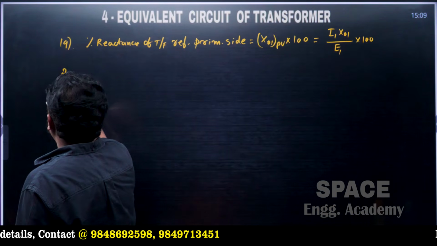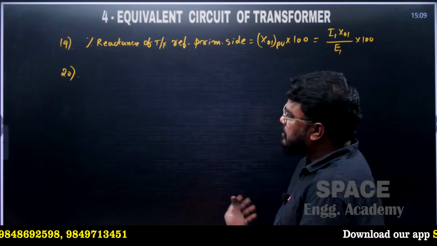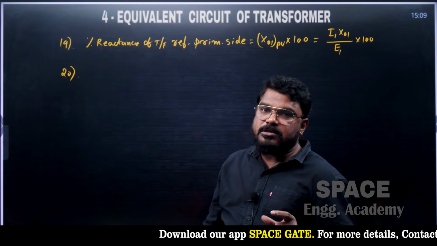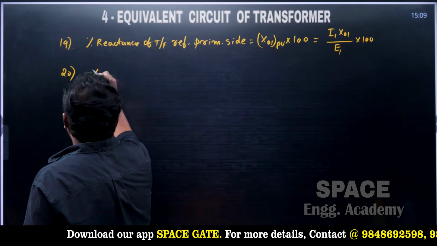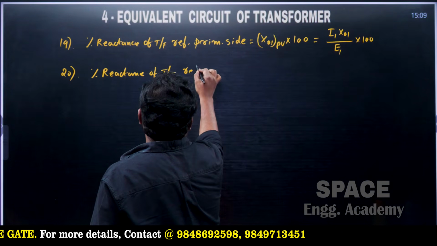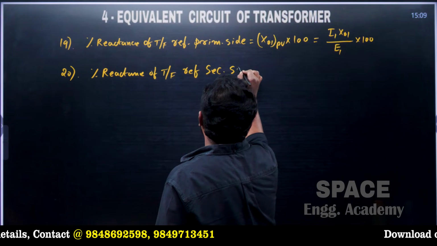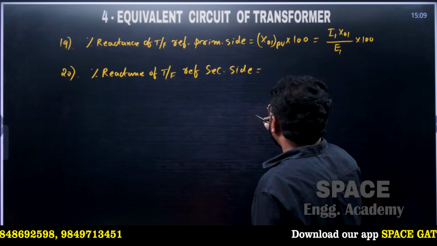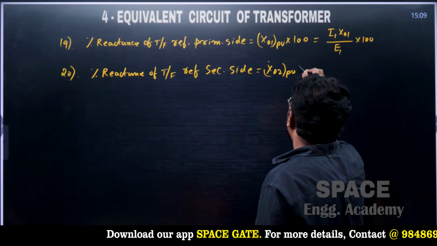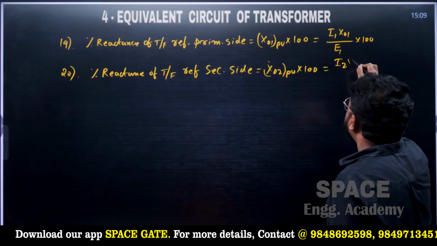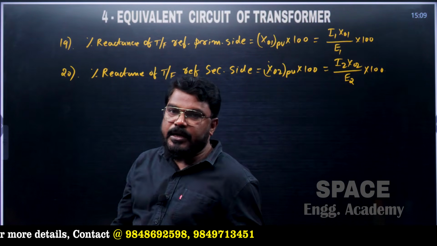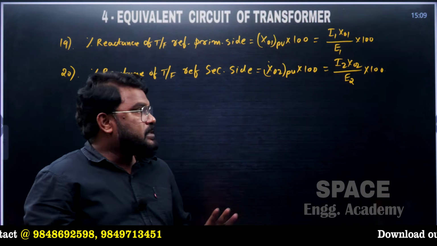And next, the 20th question is here. 20th point, another observation from this concept: percentage reactance of the transformer referred to the secondary side is equal to the X02 per unit value multiplied by 100. So it is I2 X02 divided by E2, into 100. So this is the percentage reactance of the transformer referred to the secondary side.